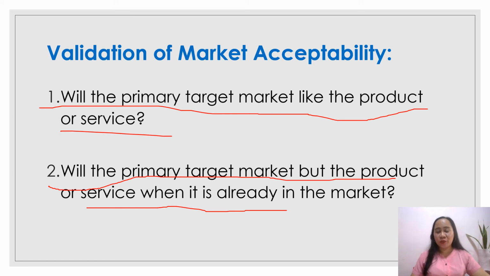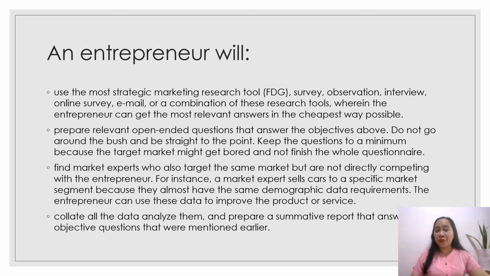So what should you do? First, an entrepreneur will use the most effective strategic marketing research tool: the survey, the observation, interviews, online surveys, email, or a combination of these research tools, wherein the entrepreneur can get the most relevant answers in the cheapest way possible. Remember, costing is part of your business. So you must do what is best and the cheapest one.